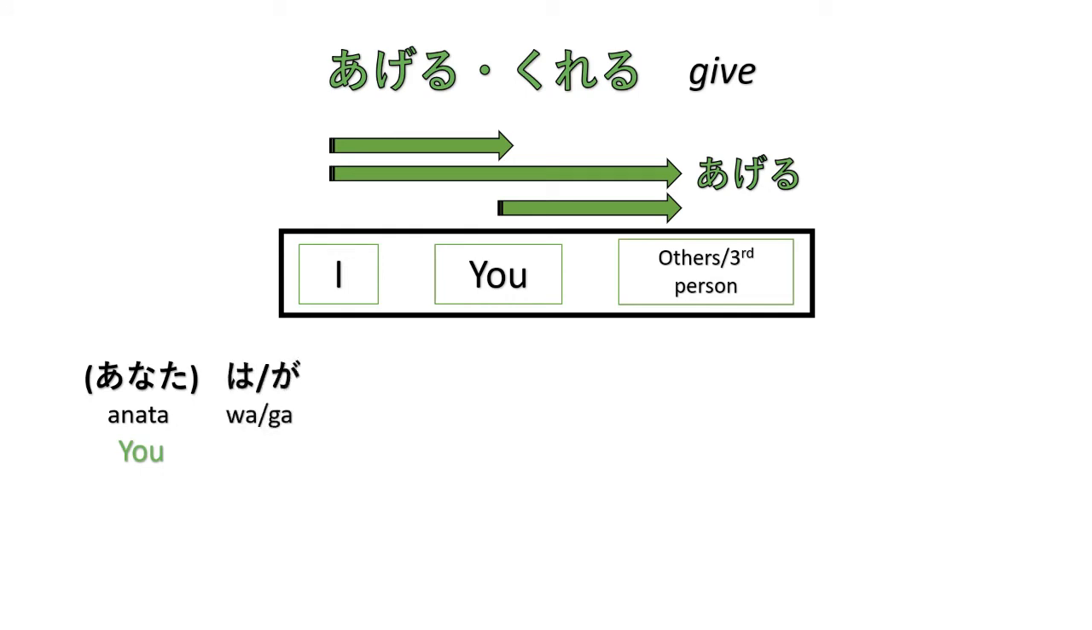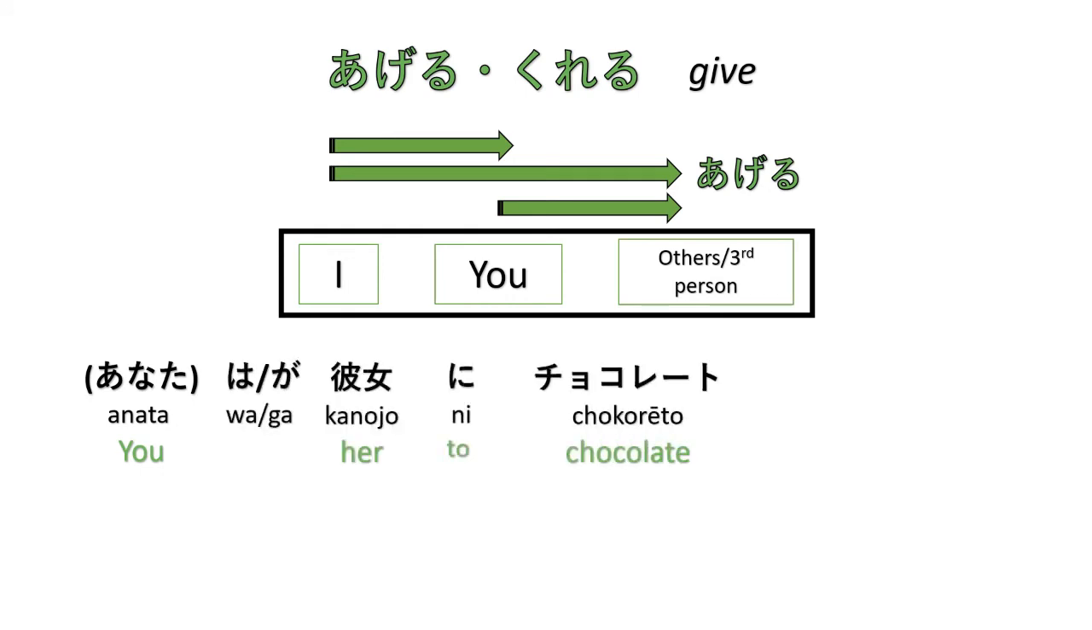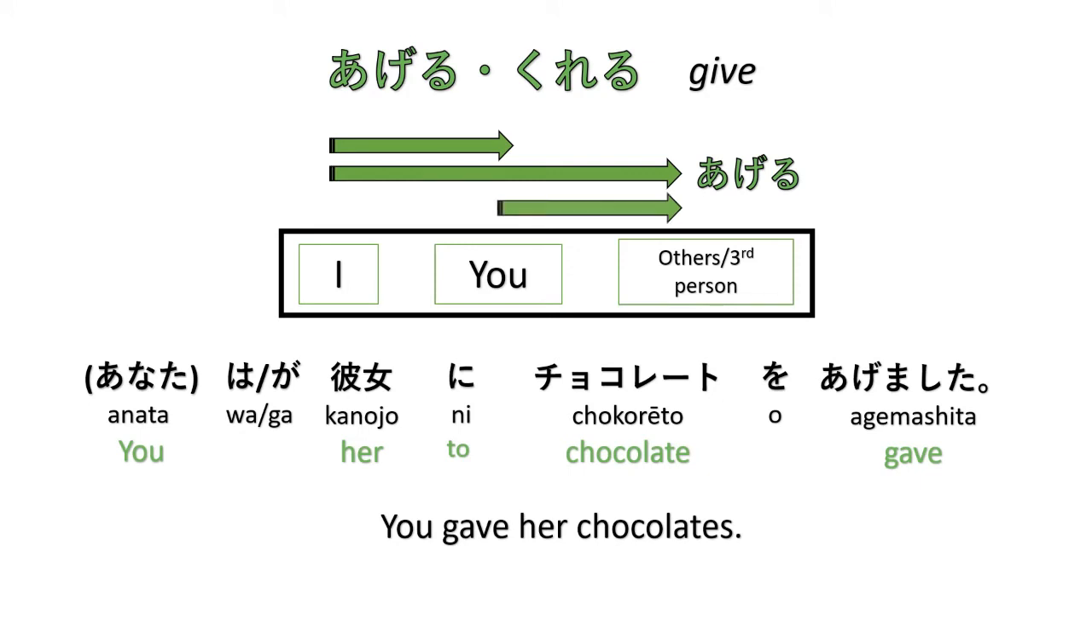Another example, anata wa kanojo ni chocolate o agemashita. You gave her chocolates. In this example, the arrow starts from you and ends with others, the third person, her. So we use ageru. Again, we can drop anata if we're talking to the person. We do not need to use anata wa. So, kanojo ni chocolate o agemashita, it's fine.